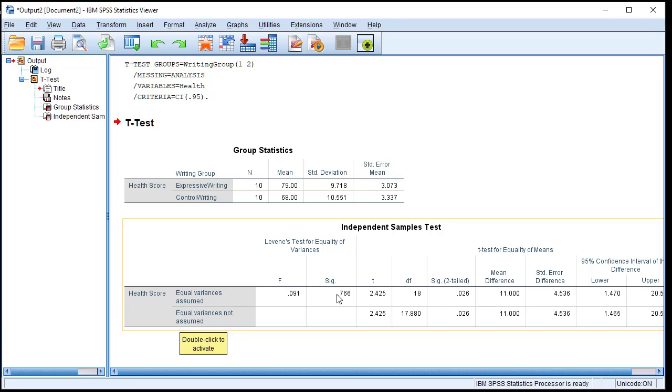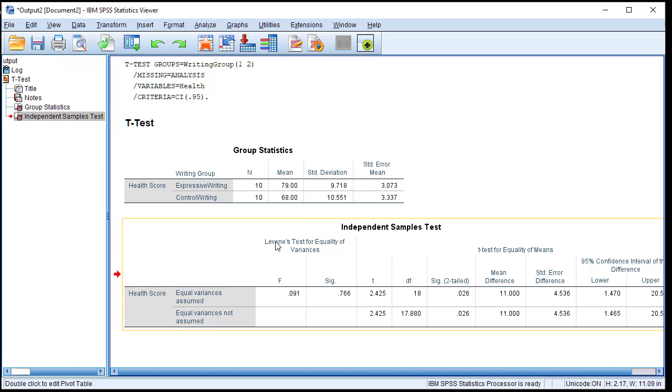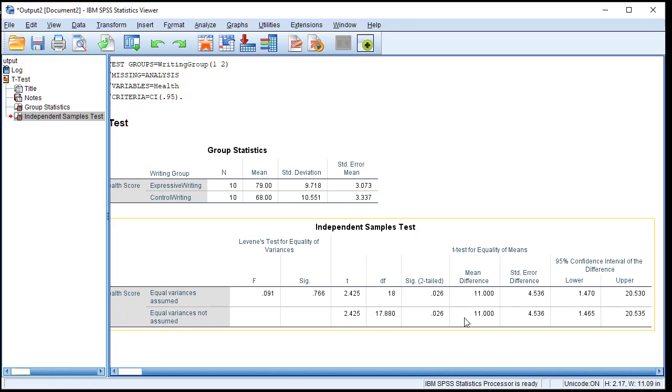Now, the first two columns here are part of a test called Levene's test for equality of variances. We're going to ignore these. So we're going to read across the top, but ignore these first two. You'll be very tempted to say, oh, my significance is 0.766. That's not true. That's the significance for the test of equality of variances, not the test for the overall model. So our interpretation begins here.